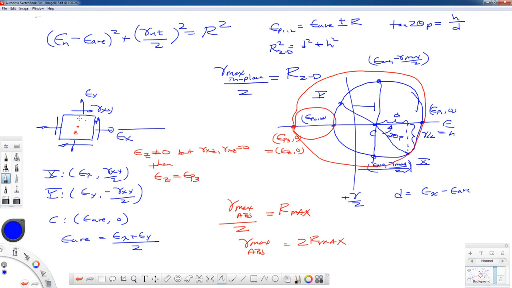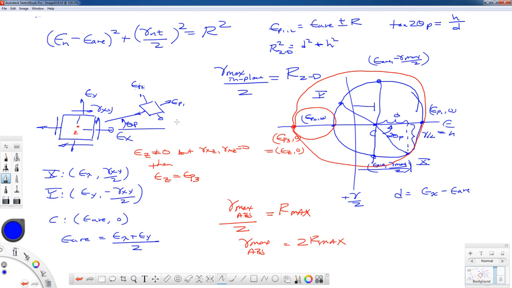A way to remember that is if you notice that epsilon x and epsilon y are 90 degrees apart, but here on the circle those points are represented by 180 degrees apart. Every angle of rotation of the material corresponds to twice as much angle in the Mohr's circle. So if I wanted to show the principal strain state in this particular problem, it would look like this, where the x point would rotate to epsilon p1 and the y point would rotate to epsilon p2.